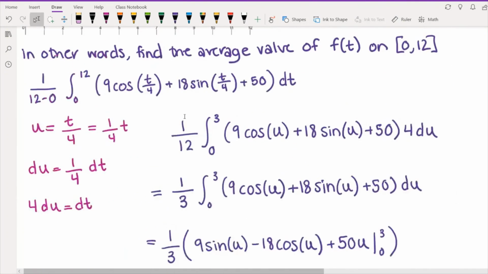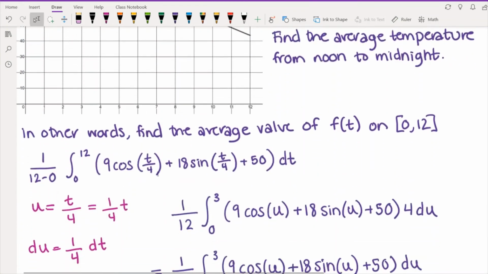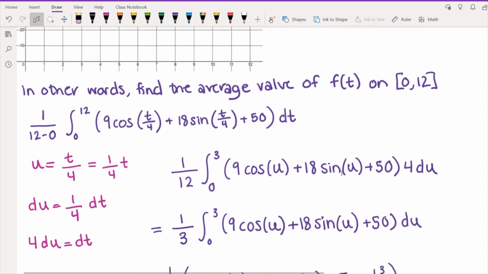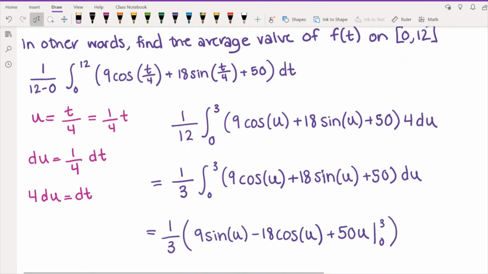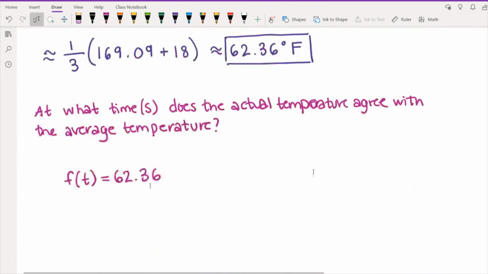And this is one which actually we're not going to solve. It's definitely not an easy one to solve because we would have 9 times cosine of t over 4 plus 18 times sine of t over 4 plus 50 is equal to that. That's just not really something that we have the tools to solve. So instead what we're going to do is we're going to solve by graphing.